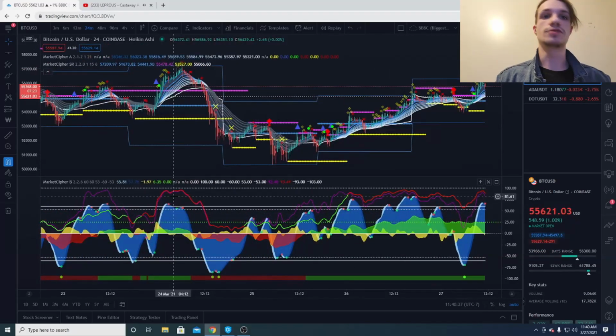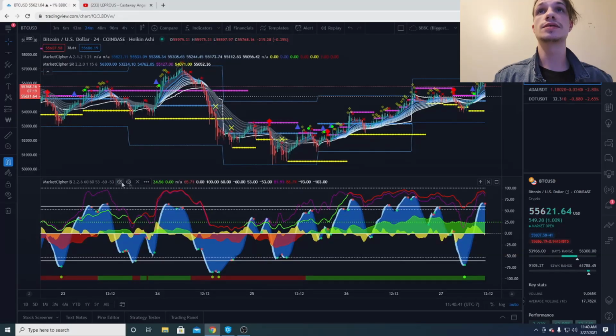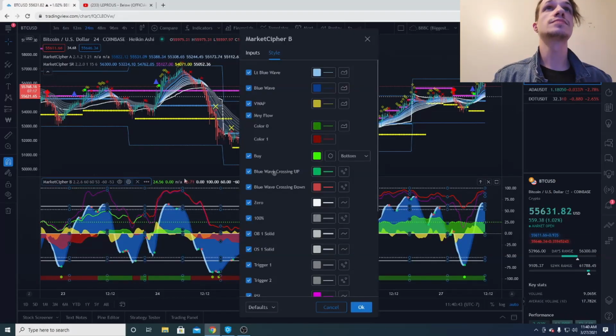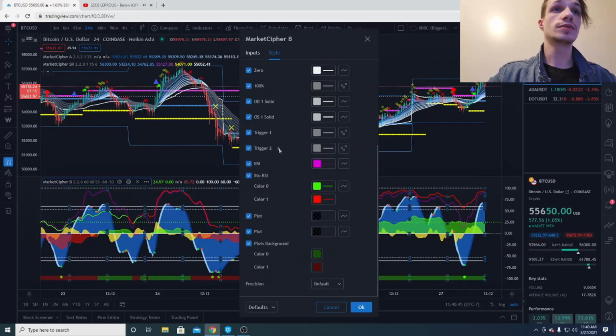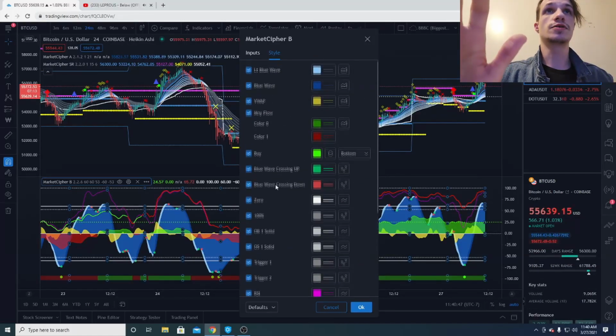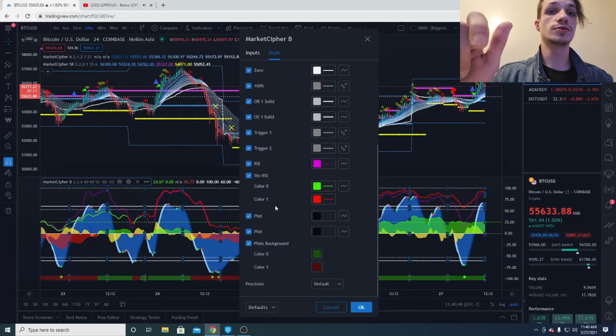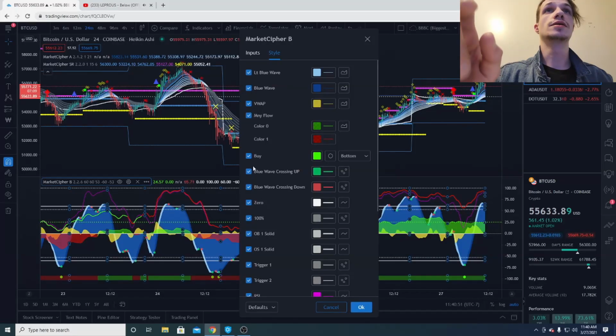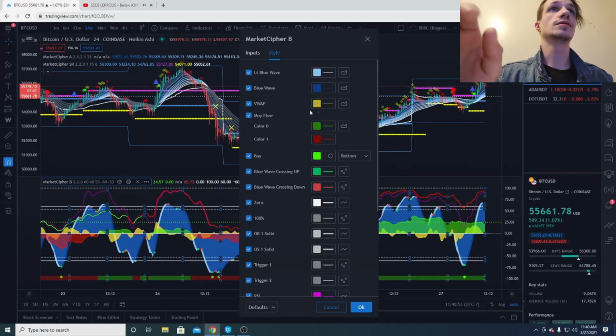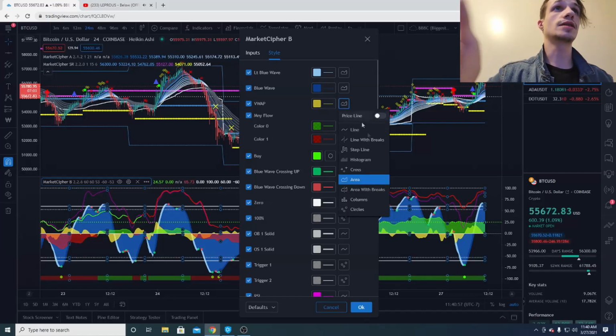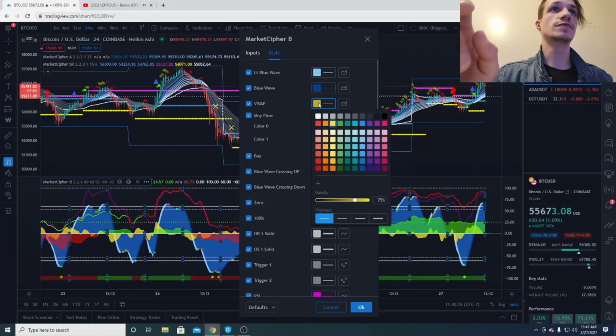The first thing I'm going to get started with is our Market Cipher B. We're going to go to the settings, and I pretty much will keep everything on here now. When I did my first tutorial, I took a lot off. I'm not going to really go into that. I'm just going to go into getting the settings and making things look good how I like it. So first thing I do is I get the VWAP.